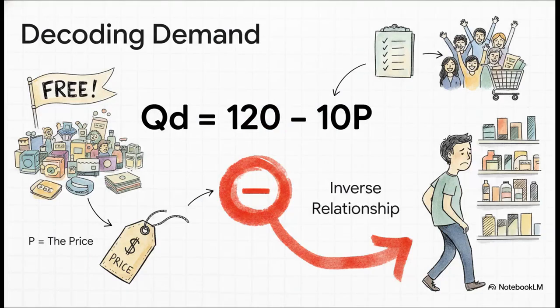So what's it telling us? It's saying we start with this maximum possible demand of 120 units if it were free. And then for every single dollar the price, which is P, goes up, the quantity demanded, or QD, drops by 10. That little minus sign right there? That's the key. That's the entire law of demand summed up in one tiny symbol.